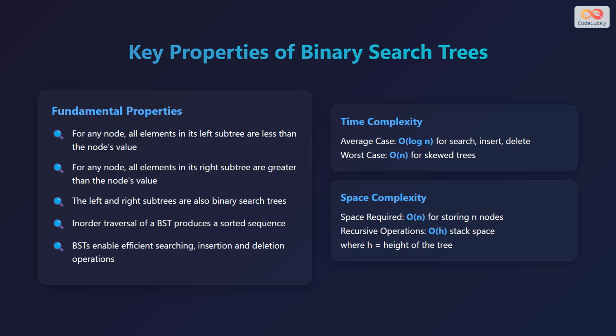However, in the worst case, such as with skewed trees, the time complexity can degrade to O(n). The space complexity, that is the space required to store a binary search tree with n nodes, is O(n). Recursive operations within the tree utilize O(h) stack space, where h represents the height of the tree.